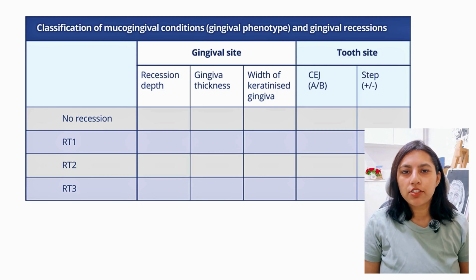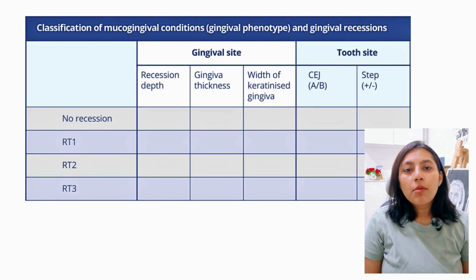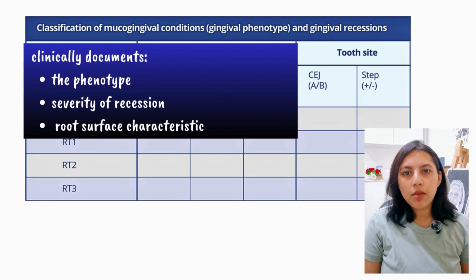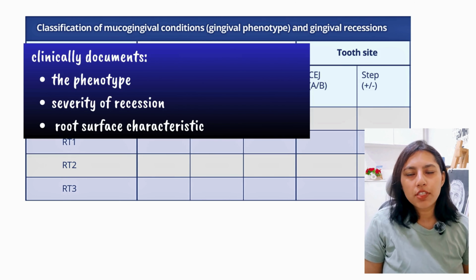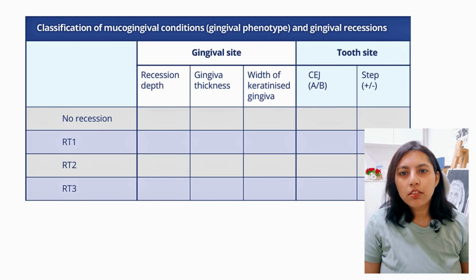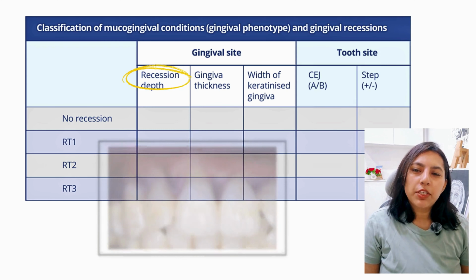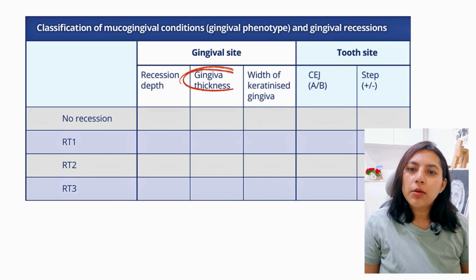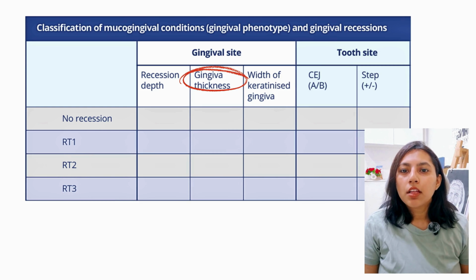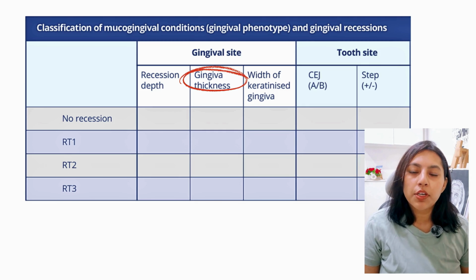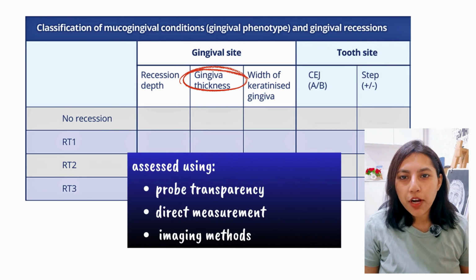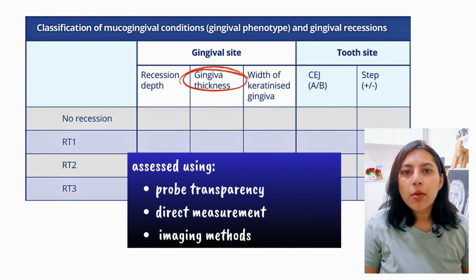Now, before moving ahead, let us quickly understand how this recession assessment table is actually filled clinically. Because this table is not simply classifying recession, it is helping us clinically document the phenotype, the severity of recession, and root surface characteristics together. Now, the first column is recession depth. This is measured from the cemento-enamel junction to the gingival margin. Then comes gingival thickness. This basically tells us whether the tissue is thin or thick. So clinically, this can be assessed using probe transparency, direct measurement, or imaging methods.